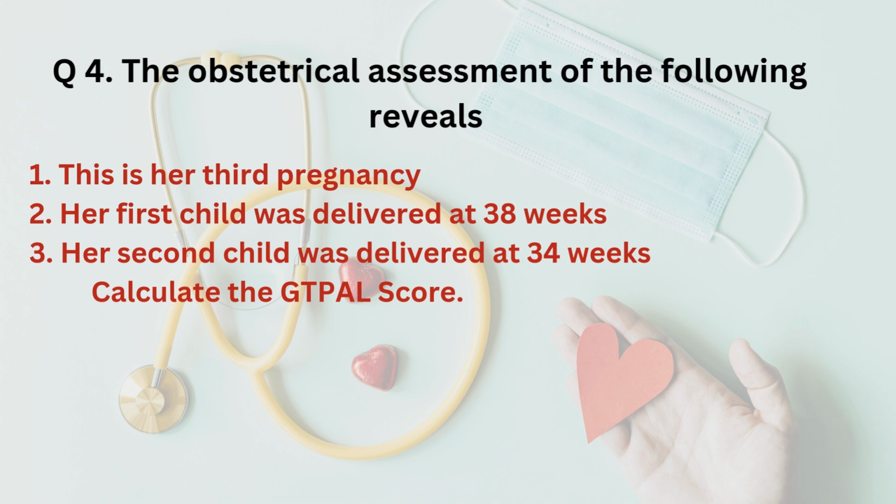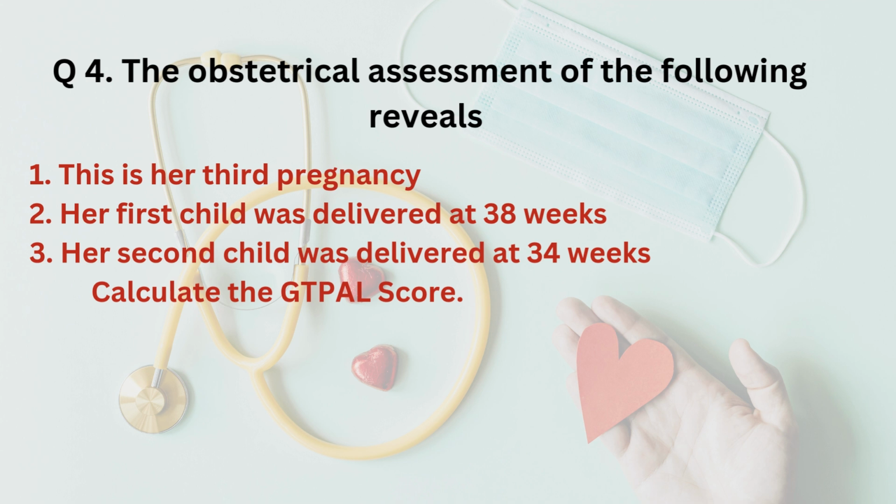What is the GTPAL score? G stands for gravida, T stands for term births, P stands for preterm births, A stands for abortions, and L stands for living children. What is gravida? Gravida refers to the total number of pregnancies including the current pregnancy.